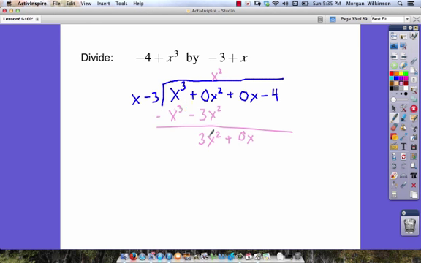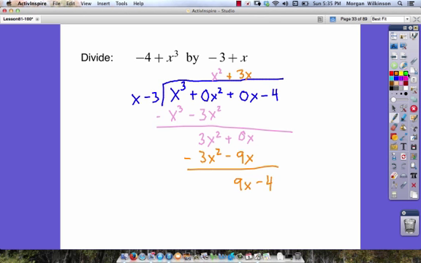X times what is 3x squared? Well, we must have to multiply that by 3x. Because x times 3x gives us 3x squared. Then negative 3 times 3x is going to give us negative 9x. And then we can subtract. We have 0x squareds, and we have 9x's. We bring down our negative 4.